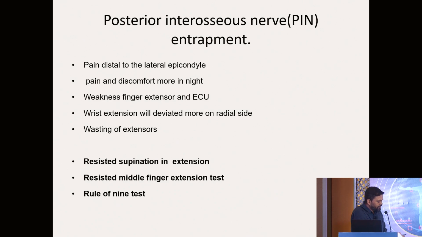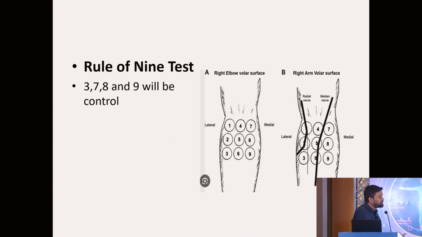The rule of 9 test is shown over the proximal third of the forearm, where you mark 9 areas. If the patient is a sportsperson, he will have a broader upper arm. The lateral area is for the PIN nerve. Areas 1 and 2 are for the posterior interosseous nerve or radial tunnel.